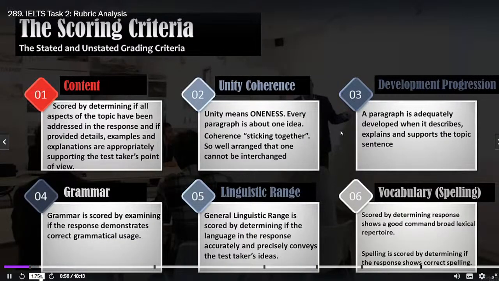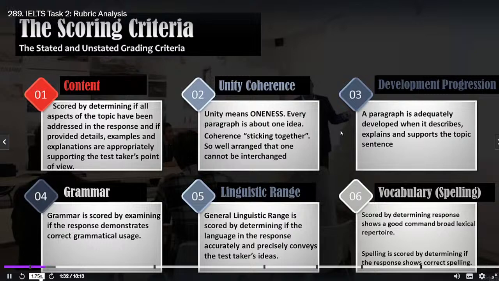Now, I know on the standard public version of the rubric, they're going to tell you that you have these 4 categories, which are task development, coherence and cohesion, lexical ability, and grammar, range, and accuracy. Now, yes, those are the 4 standard categories that they have on the rubric, but to be honest with you, those categories are really broken up into these 6 different areas.